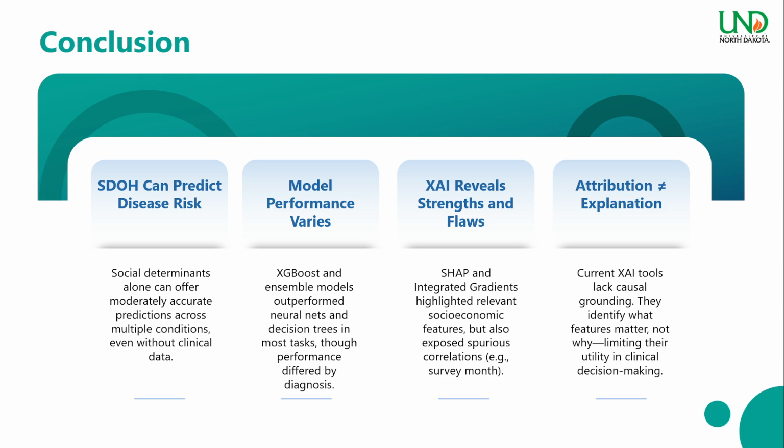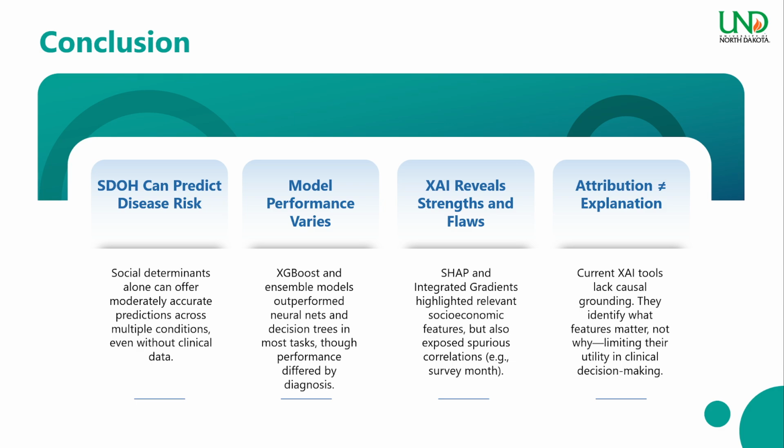And then third, explainability helped highlight some strengths and blind spots. Tools like SHAP and integrated gradients pointed to relevant socioeconomic features, but they also exposed odd patterns, like the month of the survey being completed appearing as important for that one XAI method. So that largely reflects noise as opposed to true signal.